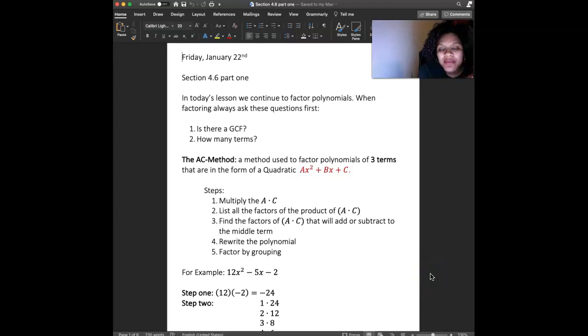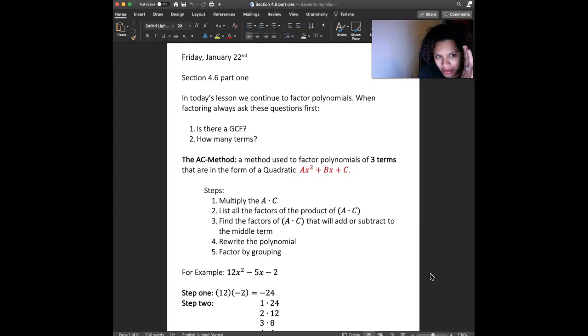So in here we have the notes for Friday, January 22nd. In this session, we're going to cover section 4.6, part 1. And in this lesson, we're going to continue to factor, but this time we're going to learn another method, which is called the AC method.